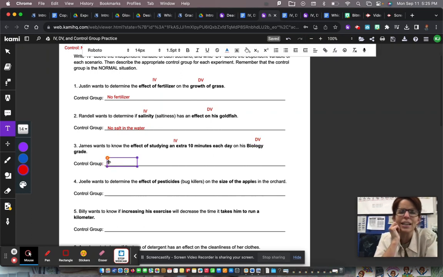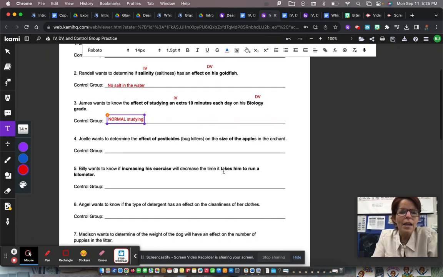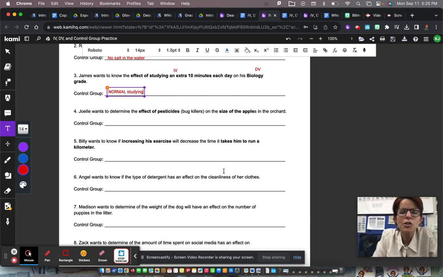So then what's the control group? Well, that's interesting. The control group is how much he studies under normal circumstances. So we'll just say normal studying. If he's going to add these extra 10 minutes, then the control is the normal amount of studying that he does. And then he's going to compare that to when he studied 10 extra minutes to see if his biology grade improved.